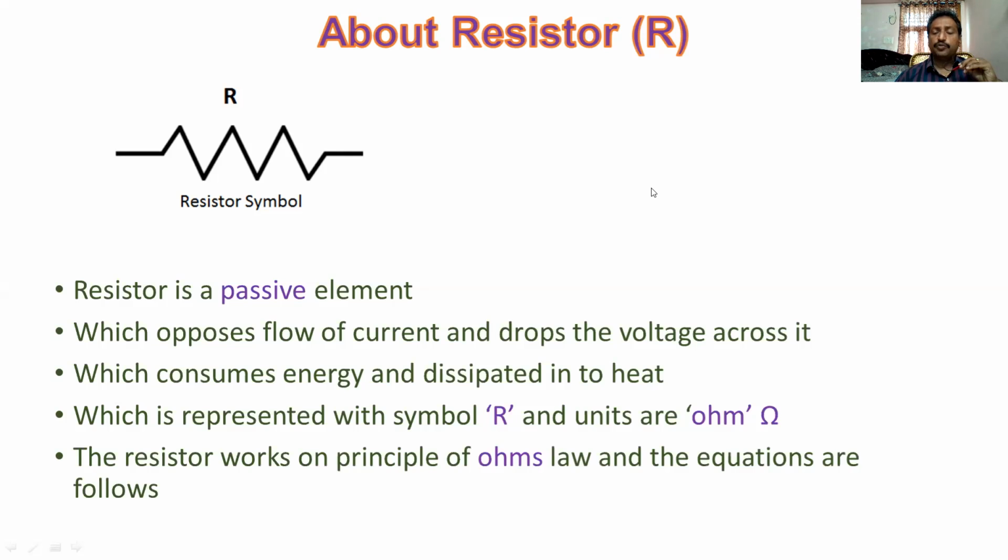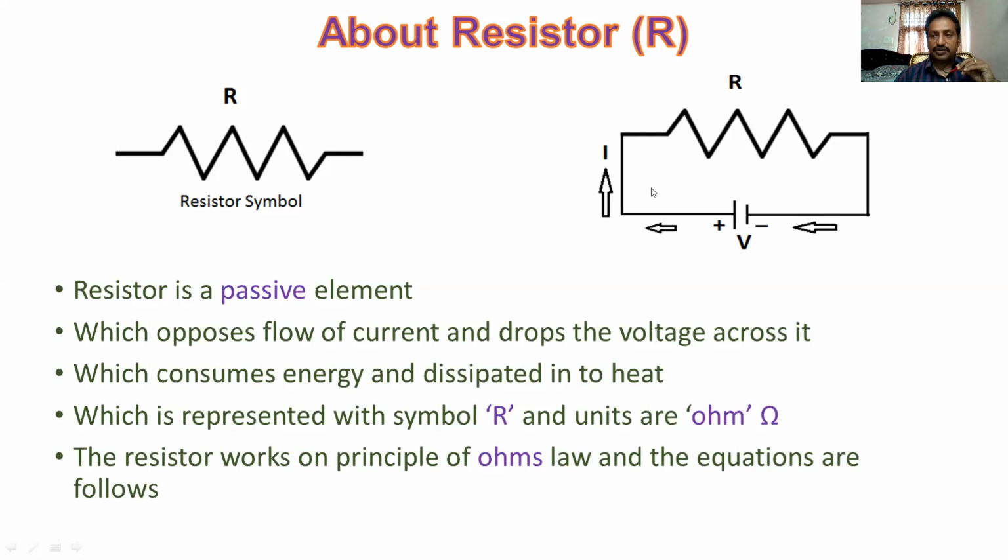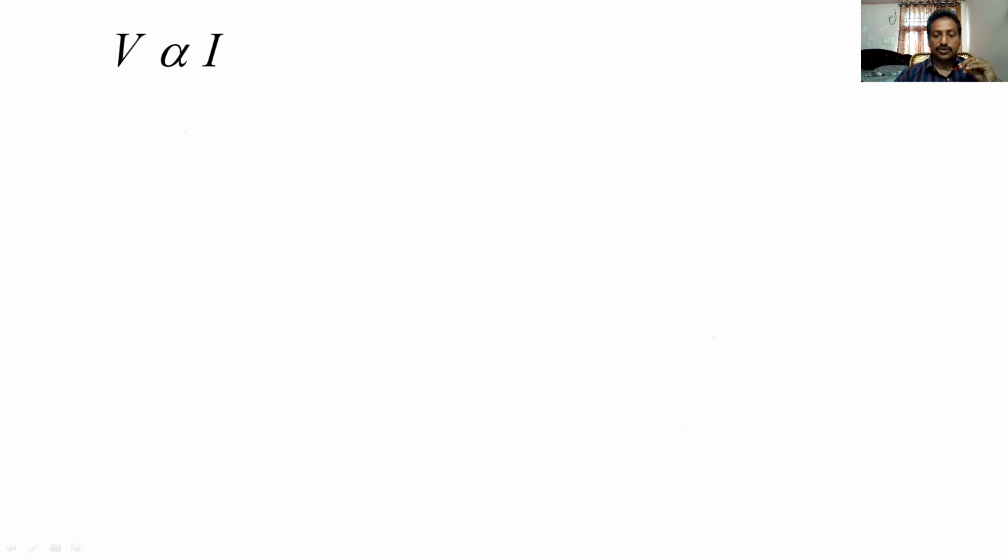A resistor works on the principle of Ohm's law. What is Ohm's law? The voltage is directly proportional to the current at constant temperature. So when we connect this supply to this resistor, the current will flow, but this current and voltage are the basic principle of Ohm's law. What is Ohm's law? Ohm's law states that voltage is directly proportional to the current at constant temperature.